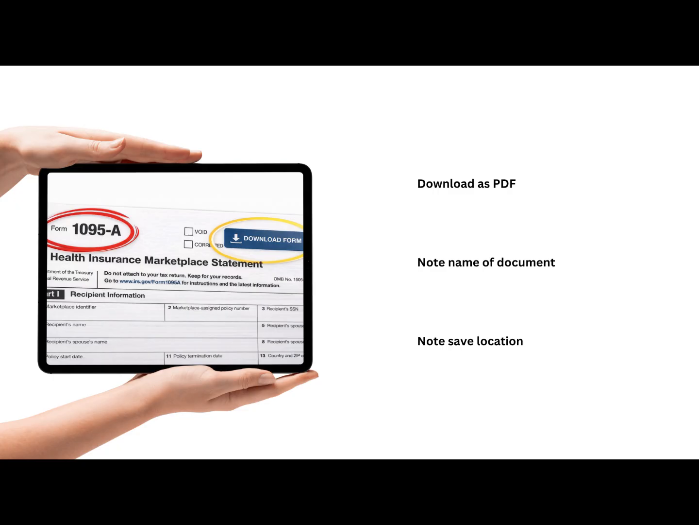Once you open your Form 1095-A, download it as a PDF. As you save the file, please take a moment to note the name of the document and remember where you saved it on your device. This will make it much easier when it comes time to upload your document.